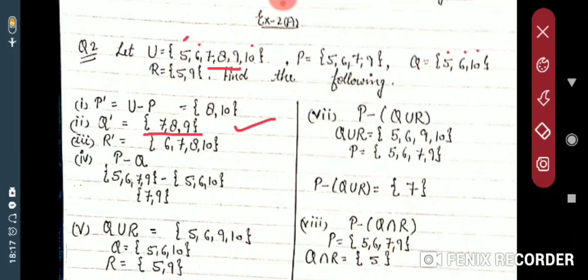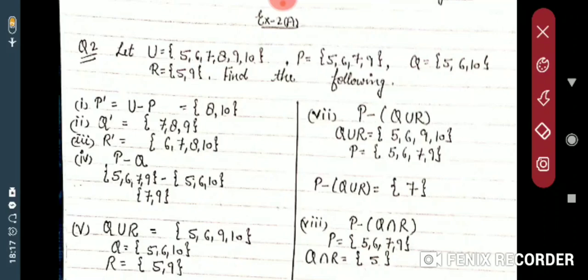What are the elements of R not present in the universal set? That will be R complement. Just see only 5 and 9. So this is 5 and this is 9. Only these are present. So which are not present? 6, 7, 8 and 10. So 6, 7, 8 and 10 will be R complement.